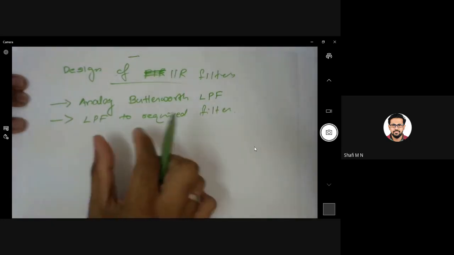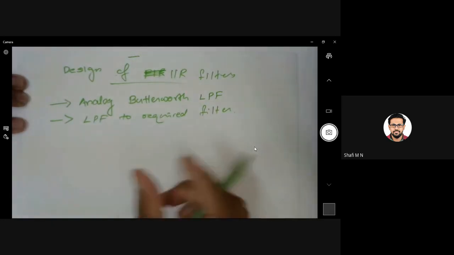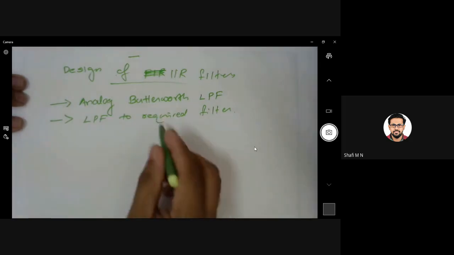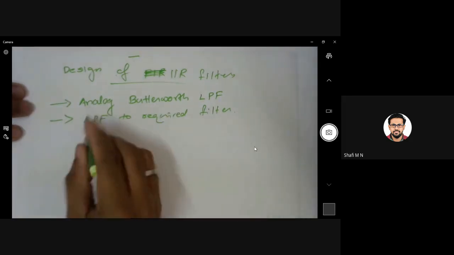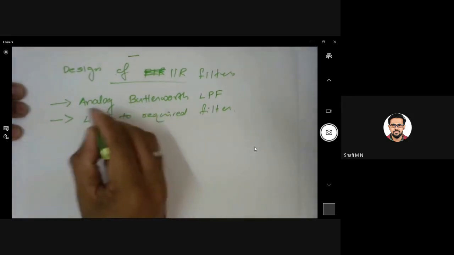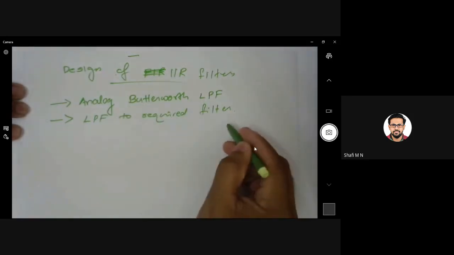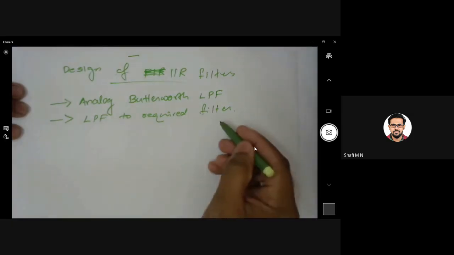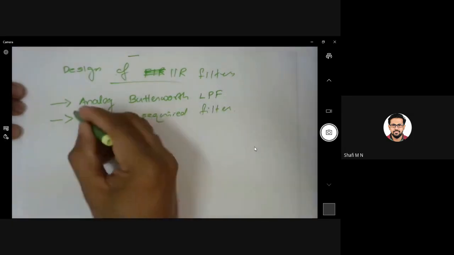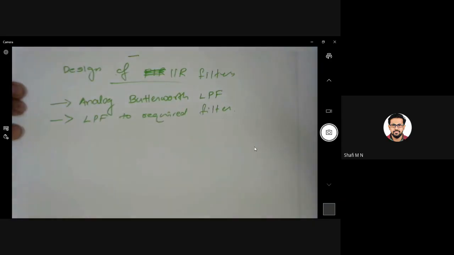So how to convert a low pass filter to high pass, band pass, and band stop filters, still in the analog world only. With these two topics, you will be able to design the analog Butterworth low pass filter and the remaining high pass, band pass, and band stop filters. So with these two topics, you will be able to design the analog Butterworth filter.